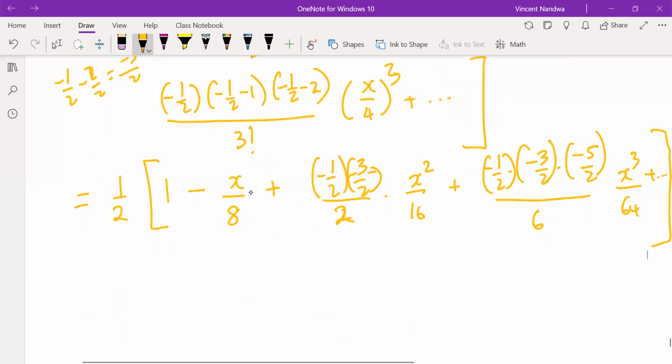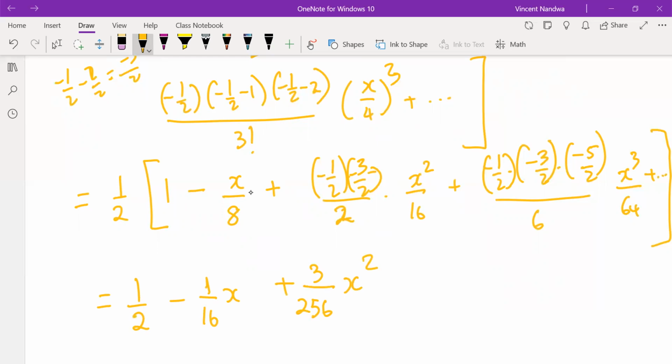Now I multiply by half. The first term will give me a half minus 1 over 16 x. If I multiply this by 1 over 16 by a half, I should get 3 over 256 x squared. If we open this, multiply, divide by 6 and multiply by 1 over 64 times a half, you get minus 5 over 2048 x power 3. So that will be the solution.